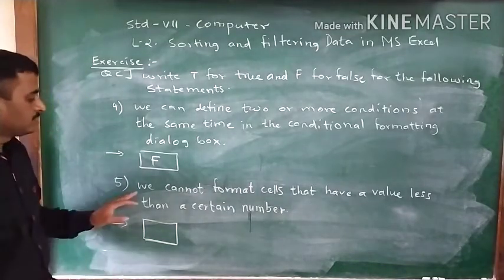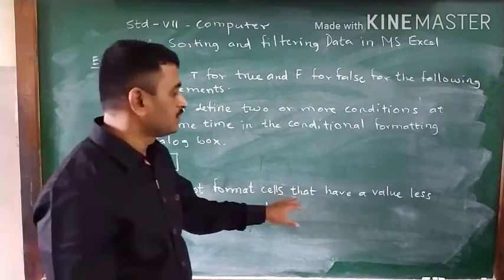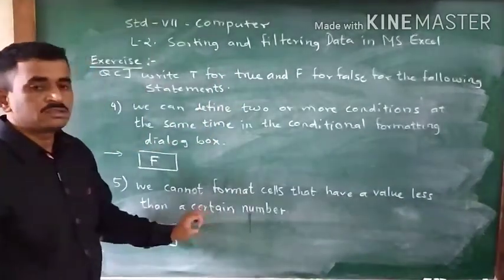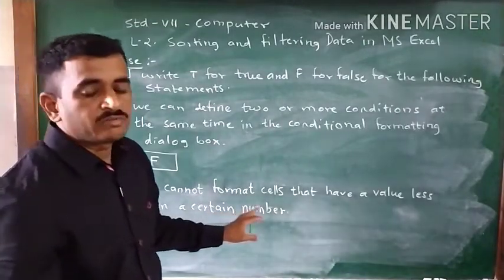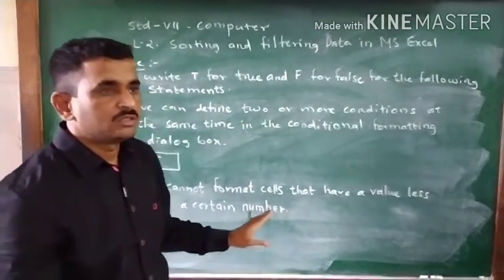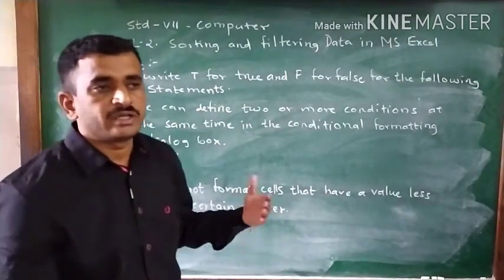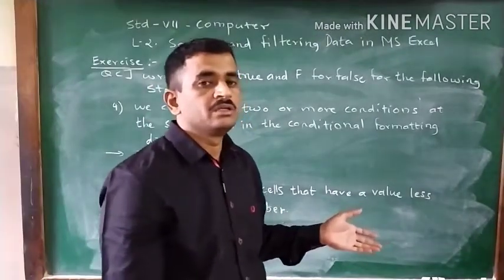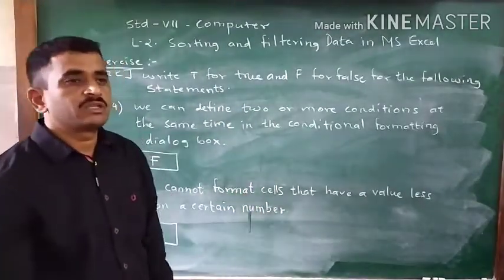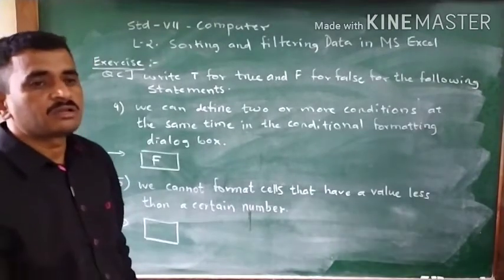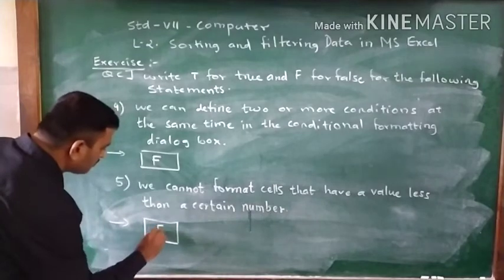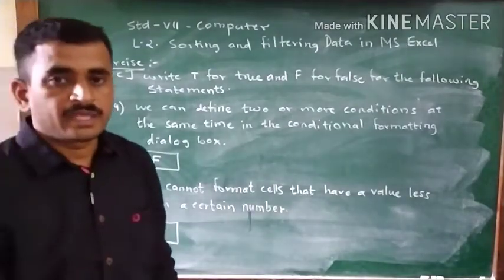Now the next one is: we cannot format cells that have a value less than a certain number. We can format the value which is less than 35, less than 40, less than 50. It is a certain number, so we can format them, we can give a red color or any color as we want. So this is also false. Thank you very much.